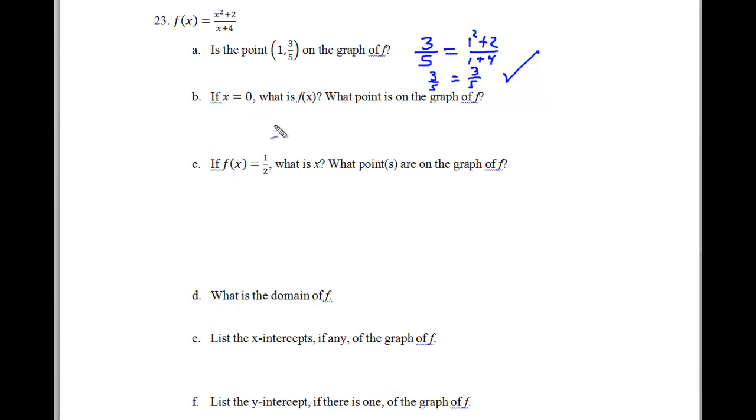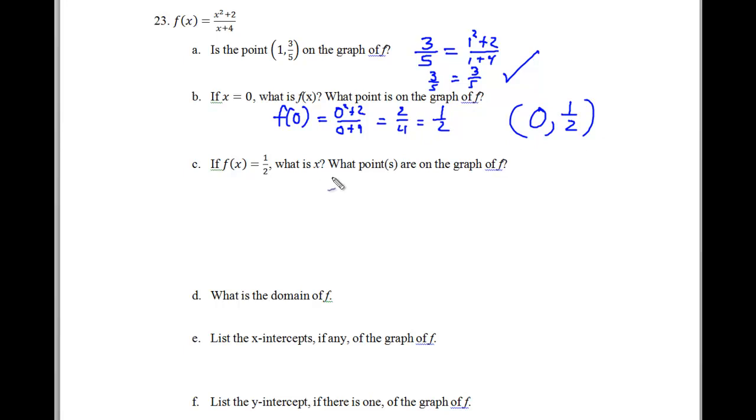Well, let's plug that in. Let's go do my f of 0 here and figure out where that is. So we're going to go with 0 squared plus 2 over 0 plus 4, which is 2/4, which is 1/2. So at 0 on my x, the height is 1/2, and there's my point on the graph.